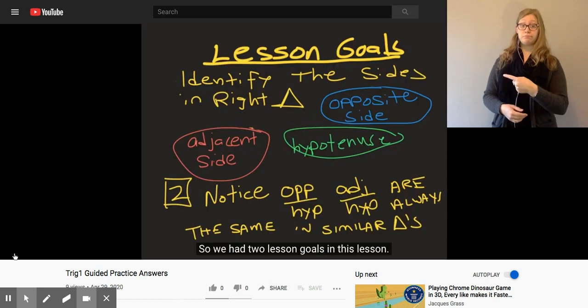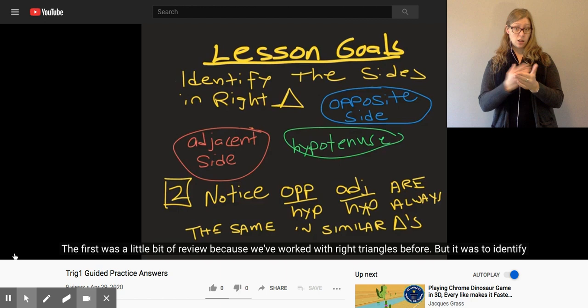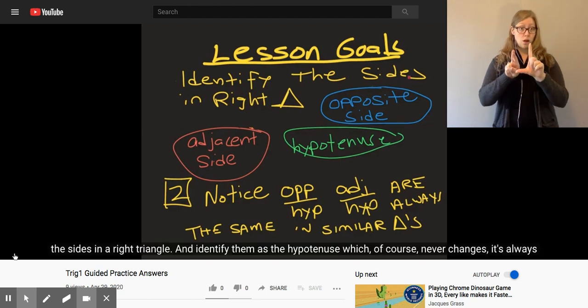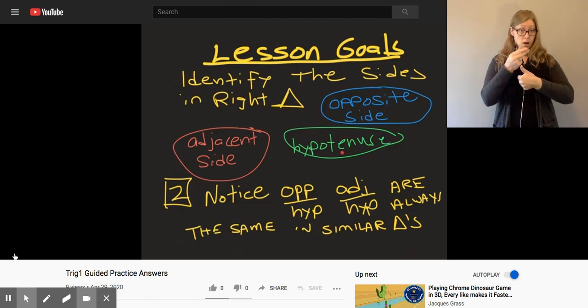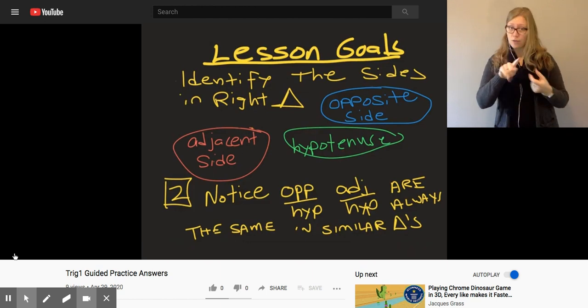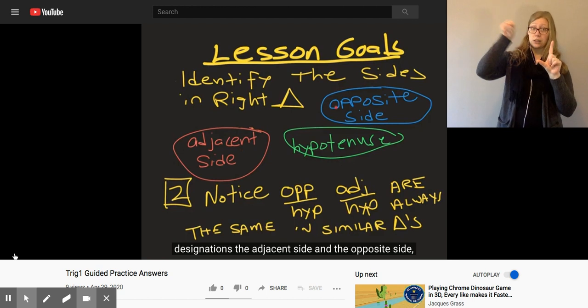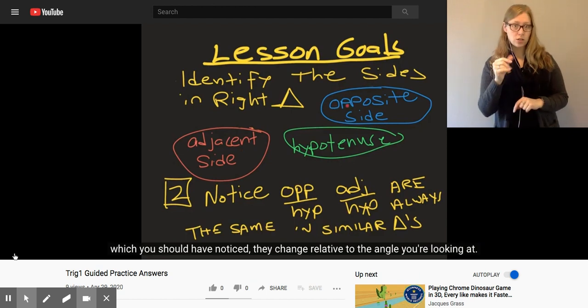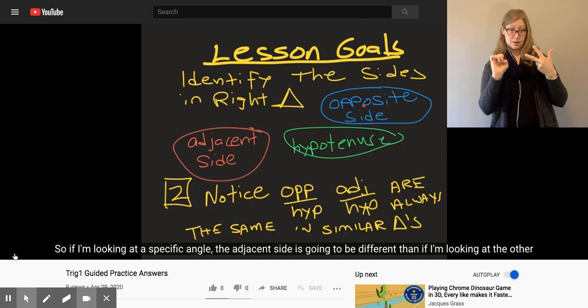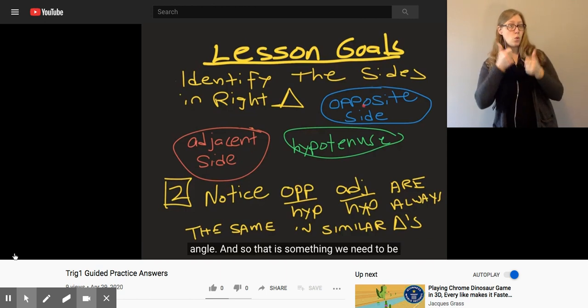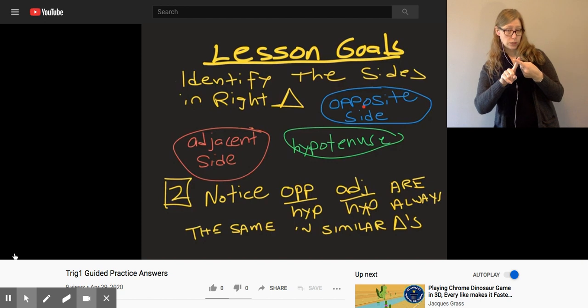So we had two lesson goals in this lesson. The first was a little bit of review because we worked with right triangles before, but it was to identify the sides in a right triangle and identify them as the hypotenuse, which of course never changes. It's always opposite the right angle. But also these other two designations, the adjacent side and the opposite side, which you should have noticed change relative to the angle you're looking at. So if I'm looking at a specific angle, the adjacent side is going to be different than if I'm looking at the other angle. And so that is something we need to be aware of.